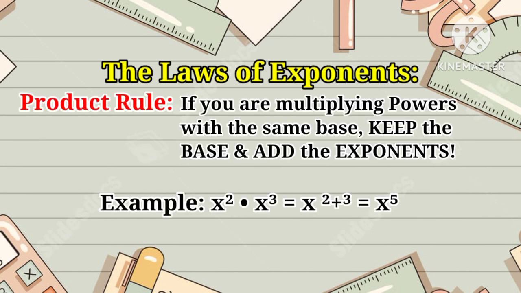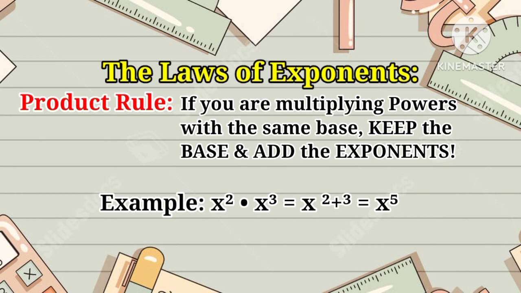Product rule. If you are multiplying powers with the same base, keep the base and add the exponents. For example, x squared times x cubed is equal to x to the power of 2 plus 3, which is equal to x to the power of 5.